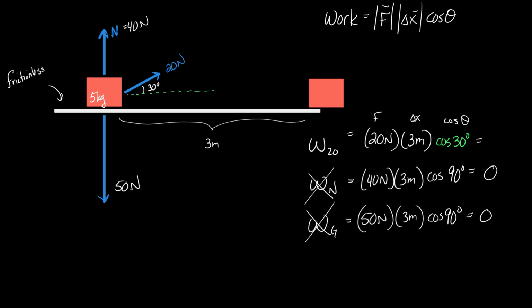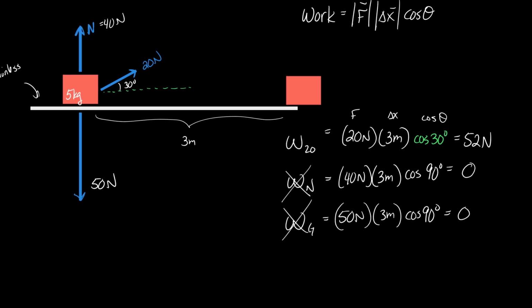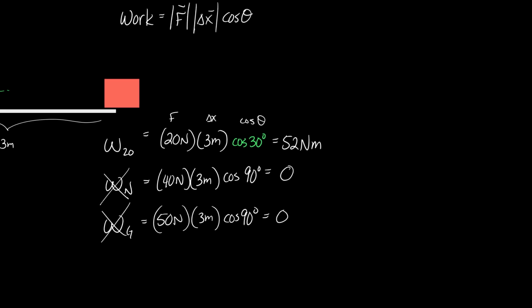And how much work did it do? 51.96. So 52 newton meters. Right? The unit is newton times meters, which obviously we're going to give a name, aren't we? Did we talk about the name of a newton meter yesterday? No. A newton meter.